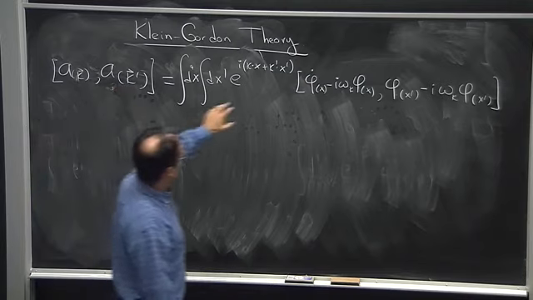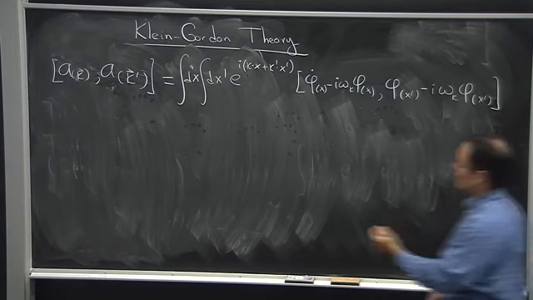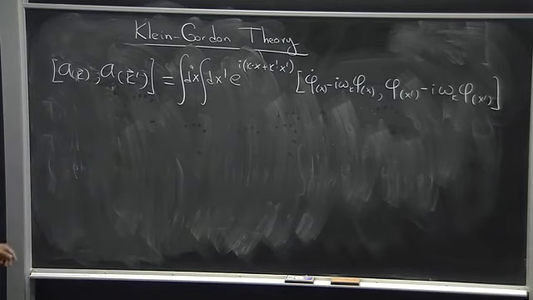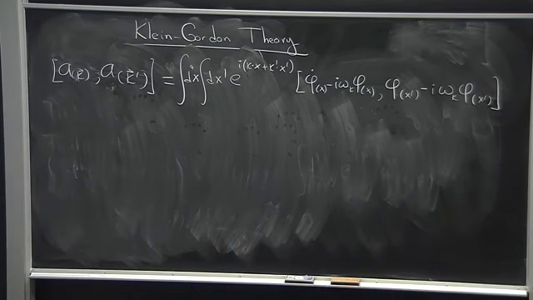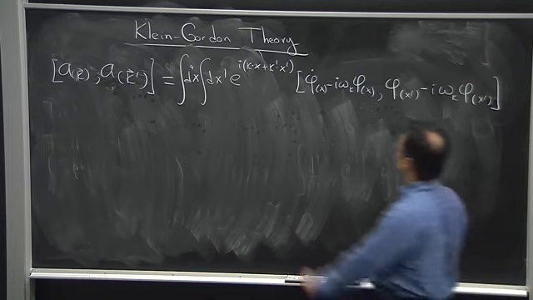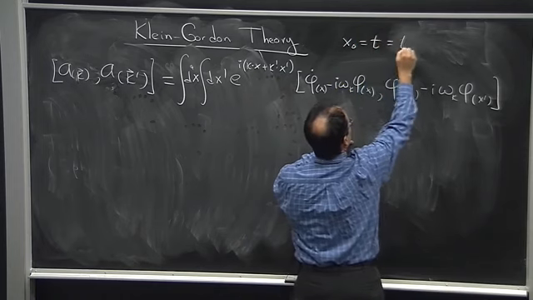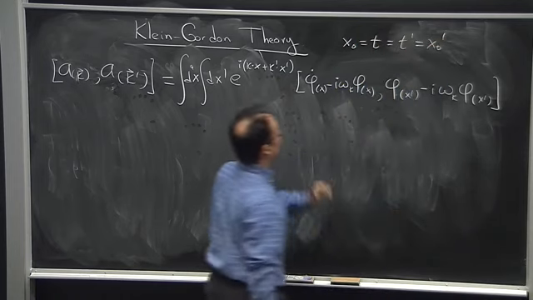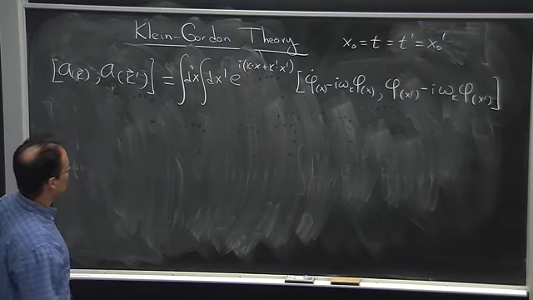Note something interesting. We only postulated the commutation relations at equal times. But the A_k do not depend on time. So even though our formulas look like they have an explicit dependence on time, this object is time independent, so we can set the times to be equal. We're setting x0, which is t, equal to t prime, which is x0 prime. So we can use our commutation relations and find out what we have.